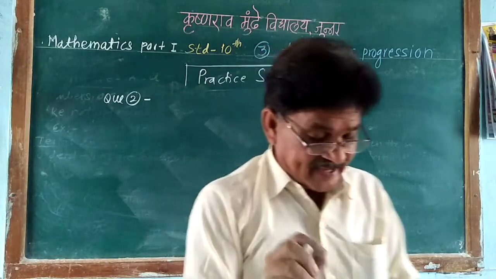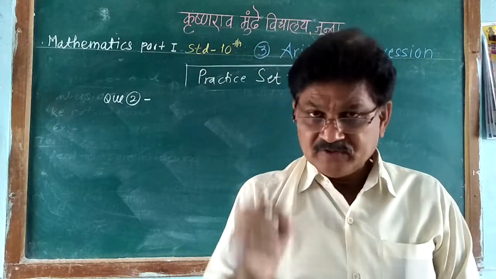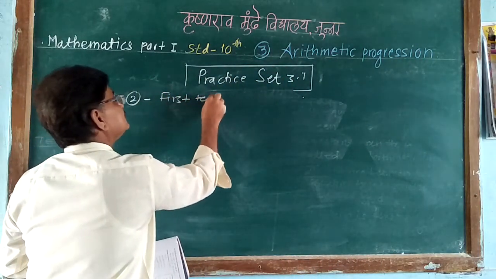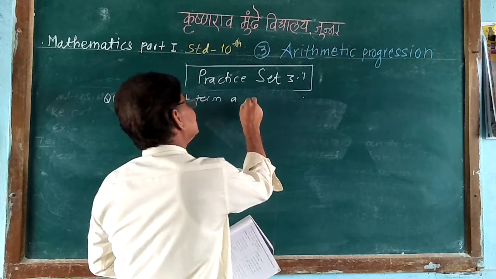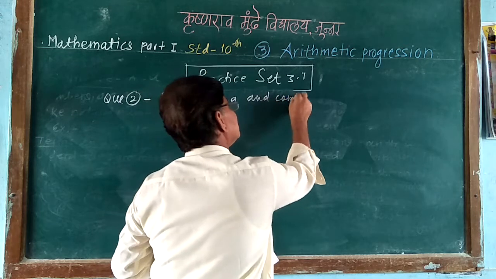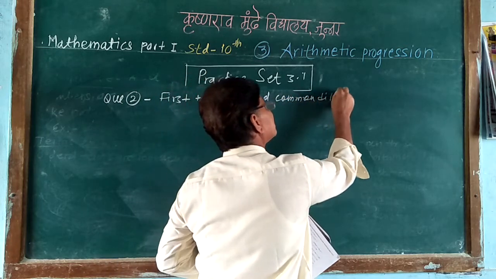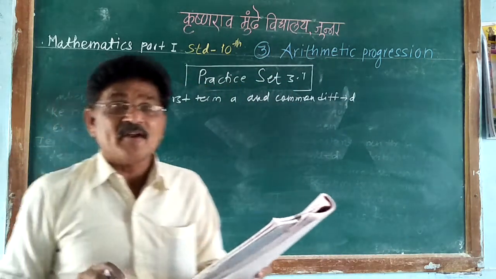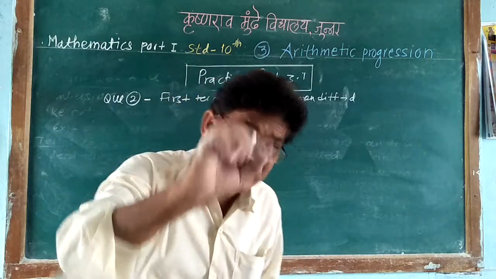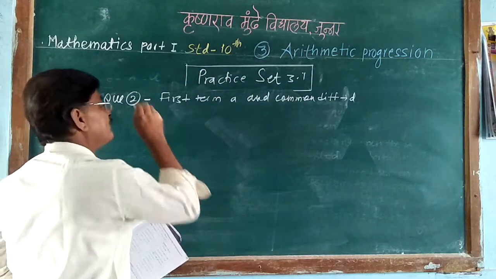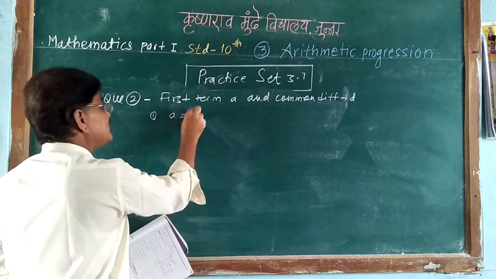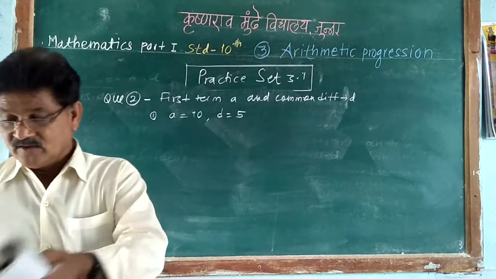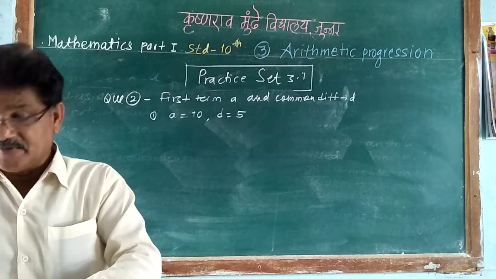Write an arithmetic progression whose first term is A and common difference is B in each of the following. First example, we are given A is equal to 10, B is equal to 5.